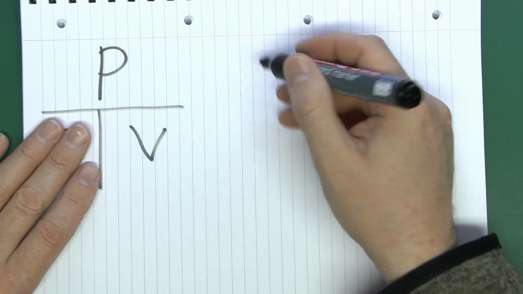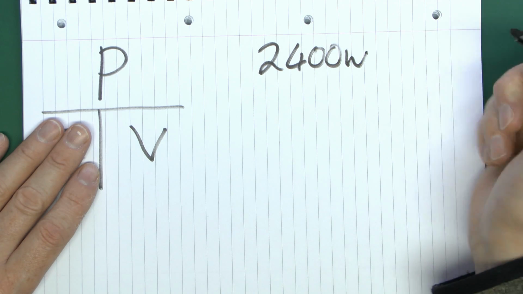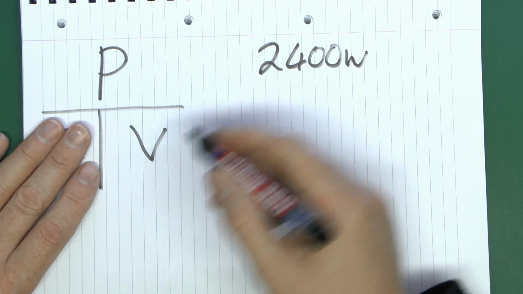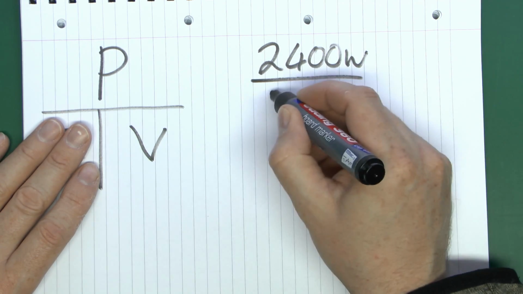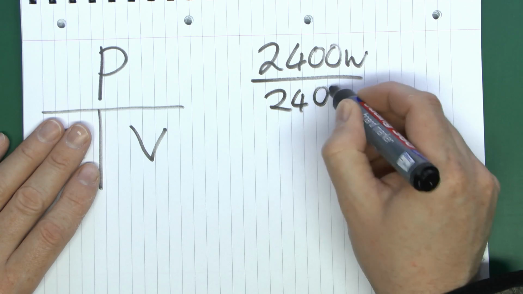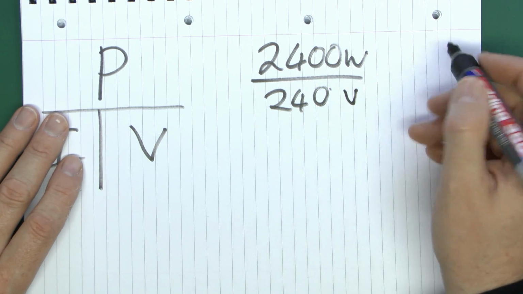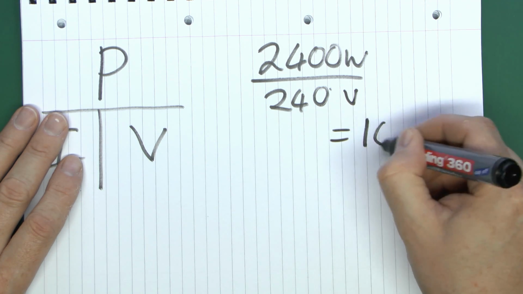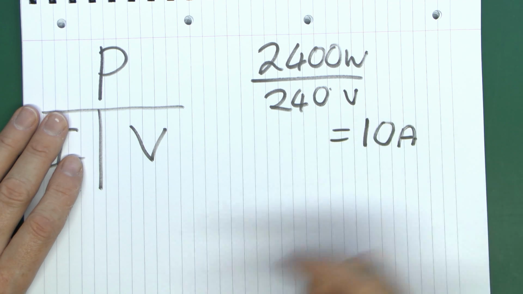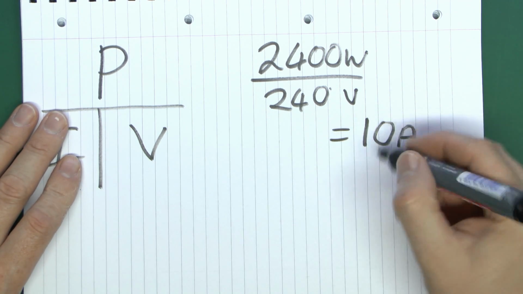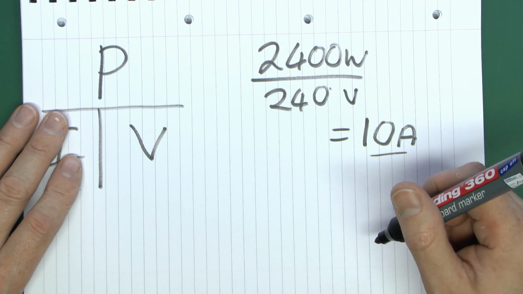And that can be useful in situations where the appliance doesn't actually mark on it what current it requires. So it might say, for example, 2,400 watts, say an electric kettle or something, and you know what the voltage is because you can easily measure it, or it's in your house, so it's going to be the 240. So then the current is 2,400 divided by 240 volts, and the answer in this case is 10 amps. So the electric kettle uses 10 amps, so you need to make sure the wiring for that could take at least 10 amps, and you would probably use either a 10 amp fuse or 13 amp fuse for that.